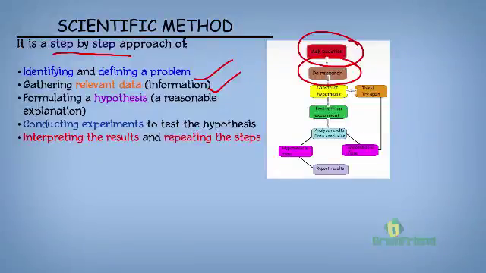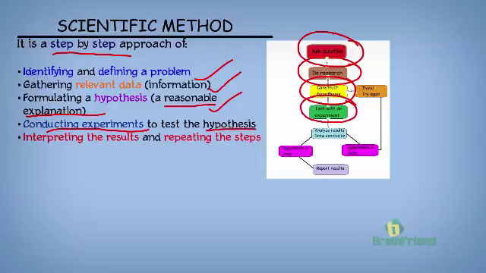Then, after the scientist has gathered relevant information, the next thing he does is to formulate a hypothesis, or a reasonable explanation to this problem. This step, we call it construction of hypothesis. He tries to give a reasonable explanation to the problem at hand. And then after he constructs a hypothesis, the next thing he does is to test this hypothesis to see if it really solves the problem. And so he conducts experiments to test the hypothesis. And this step is known as testing with an experiment.